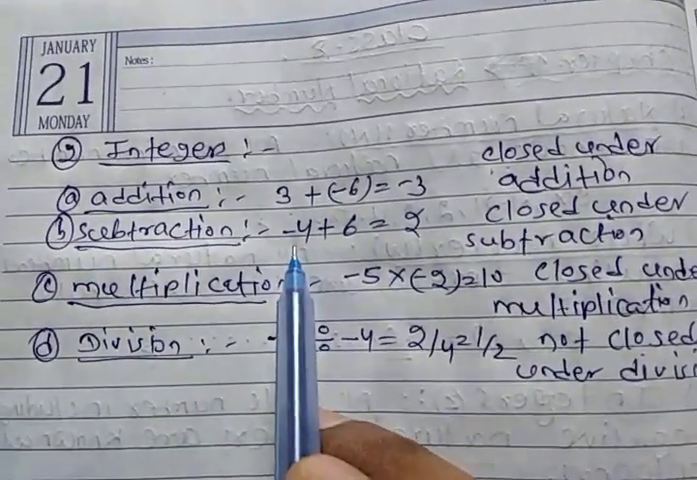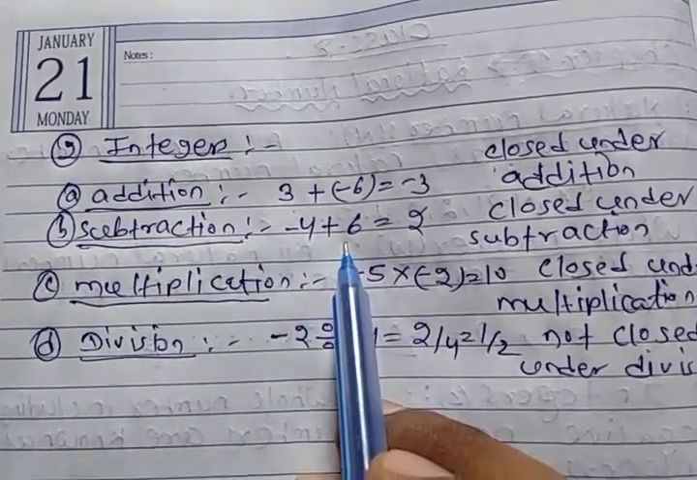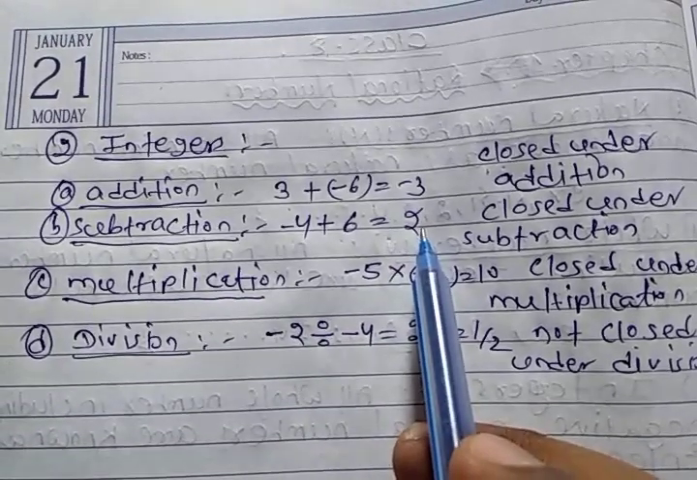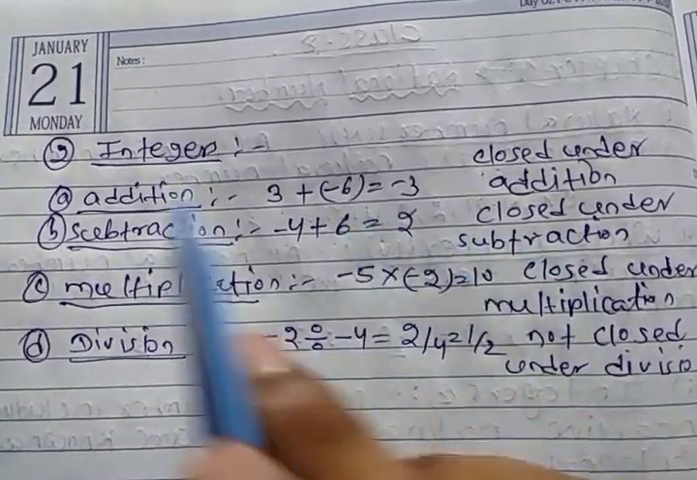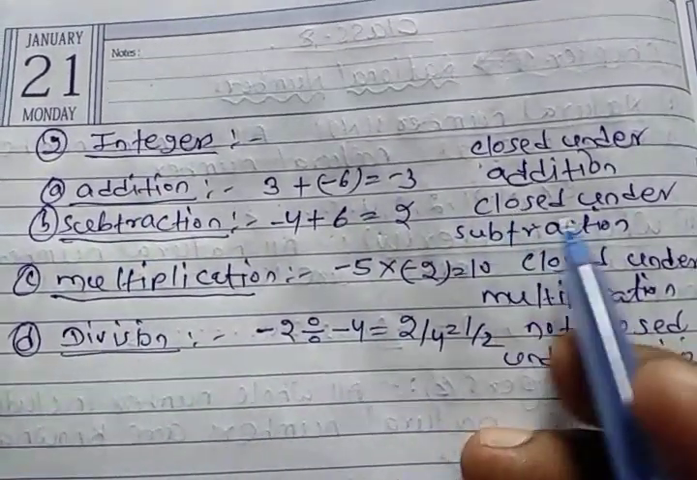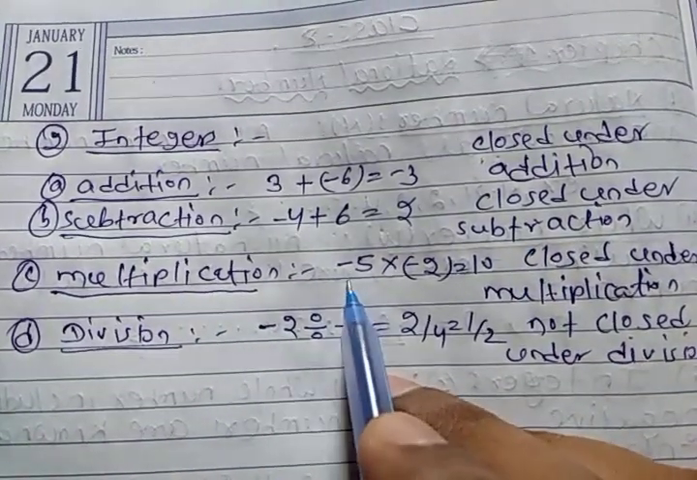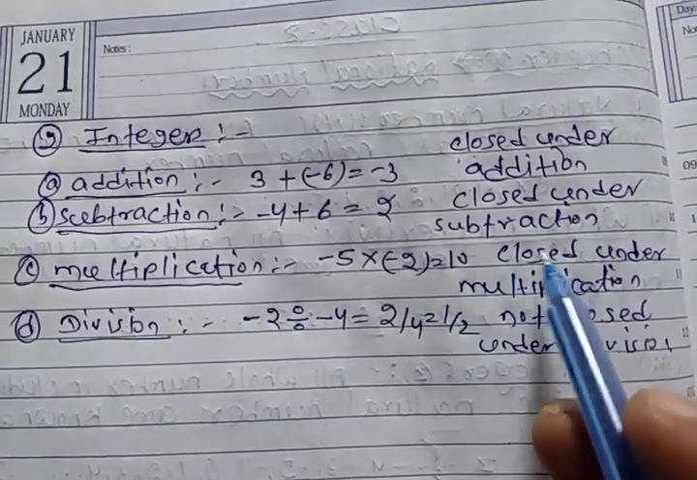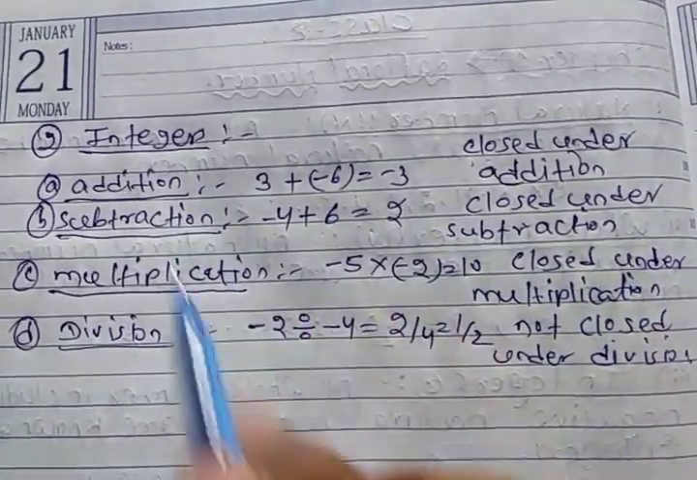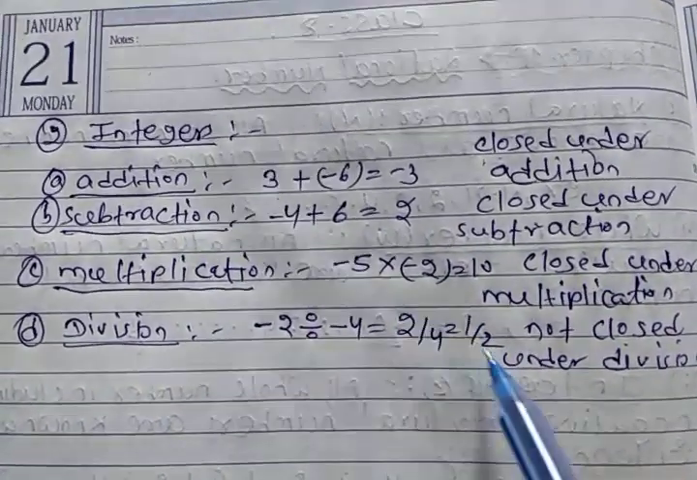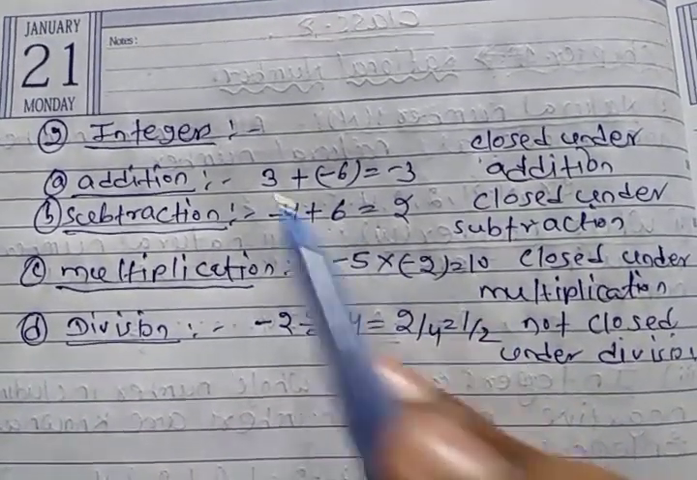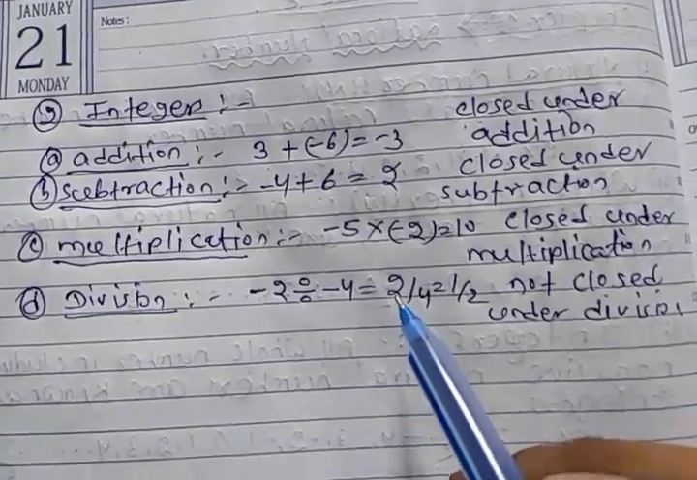Subtraction. -4 is an integer, 6 is also an integer. The result is 2, so it is also an integer. It is closed under subtraction. Multiplication. -5 and -2 multiplication gives 10, which is also an integer, closed under multiplication. Division. 1 by 2 is not closed under division because 1 by 2 is not an integer.